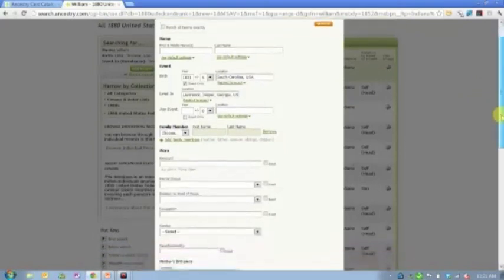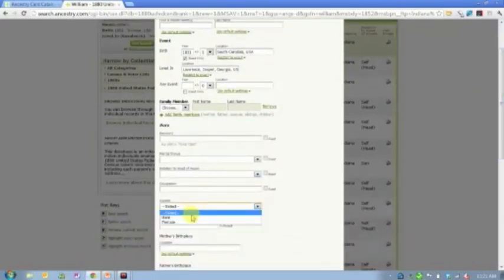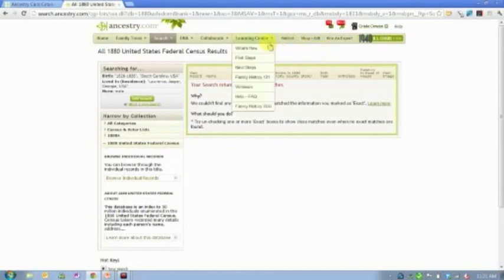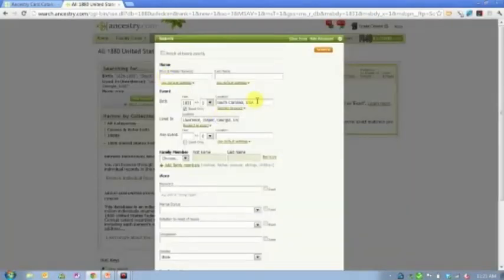I can even select the gender. So what I'm asking for here is show me all males born in 1831 plus or minus 5 years in South Carolina who are living in Lawrence, Georgia. That's all I want to see. And I get 0 results. I must have selected one of the, I tried this earlier, I promise. Let's do it this way. It might have been North Carolina.